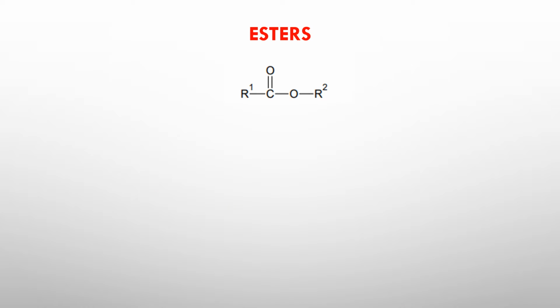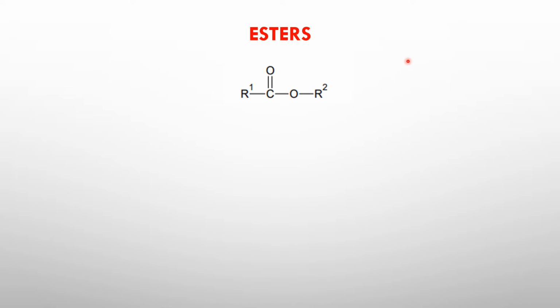So if you look at the functional group of an ester, you can see R1, R2 ester. So C double bond O, single bond O, that is the functional group of an ester. This particular part of the ester is coming from the acid. So the acid part of an ester is always drawn first, followed by the alcohol group.